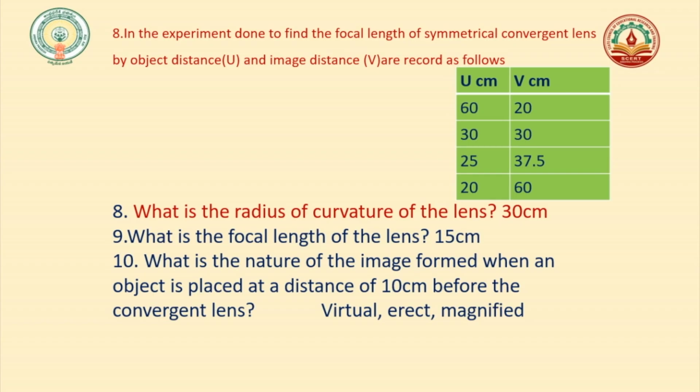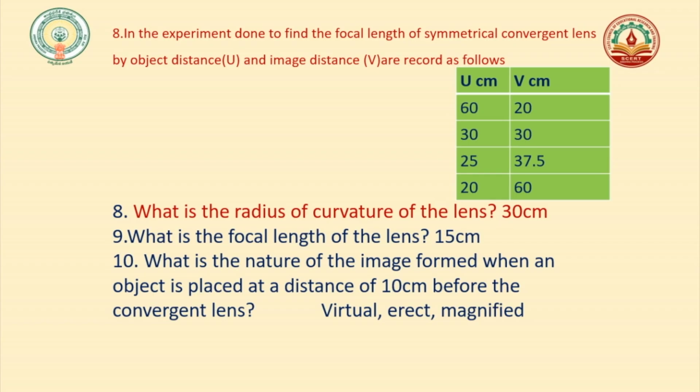Now again, what they are asking: what is the nature of the image formed when an object is placed at a distance of 10 centimeters before the convergent lens? Already we discussed that the focal length is 15 centimeters. The object distance is 10 centimeters, which means the object is kept between F and P. If the object is kept between F and P, what is the nature of the image? Virtual, erect, magnified, and it will be formed on the same side of the lens, that is, behind the lens.